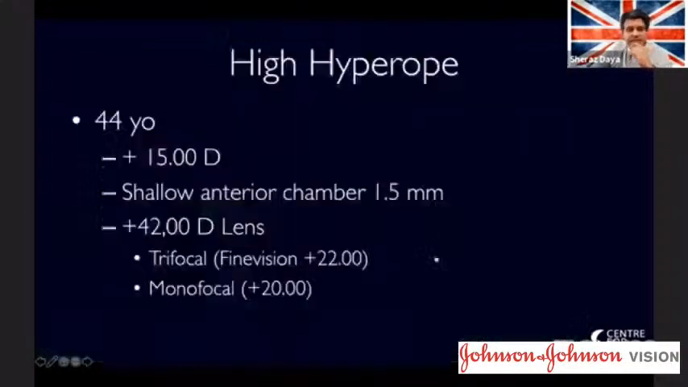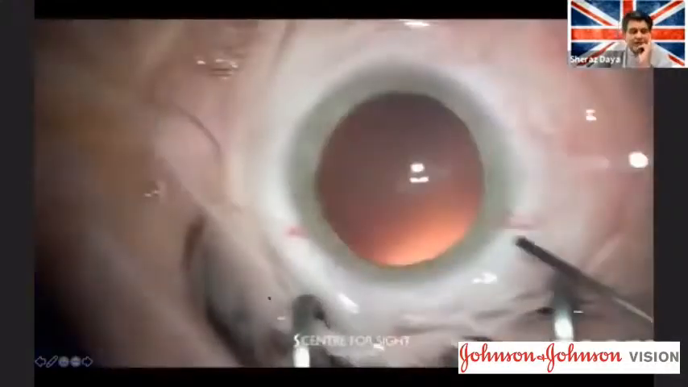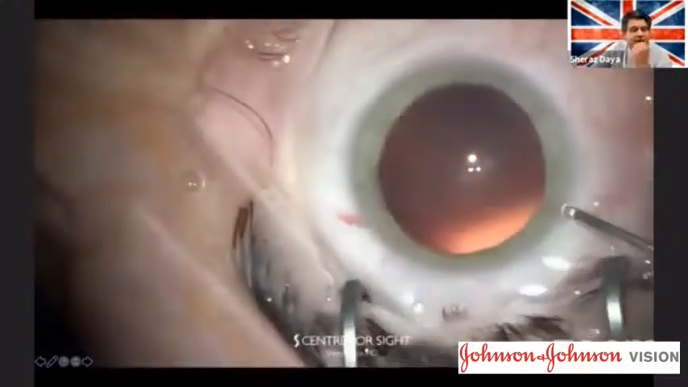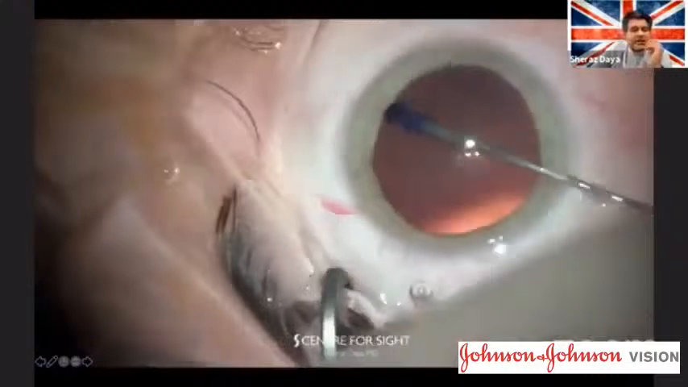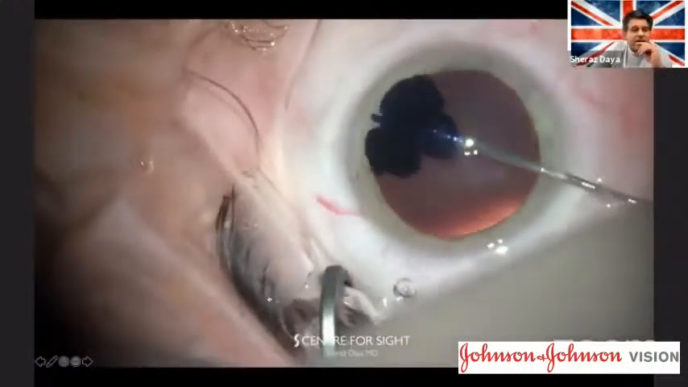This is another case of a high hyperope. A 44-year-old who had plus 15 diopters of refraction. She had a very shallow anterior chamber. She required a 42 diopter lens. So I thought I'd do this using capsule laser with a trifocal and a piggyback monofocal. And this is what happened. You know, hyperopes, as we all know, can be quite hazardous. This is capsular laser in play, one of my earlier cases.